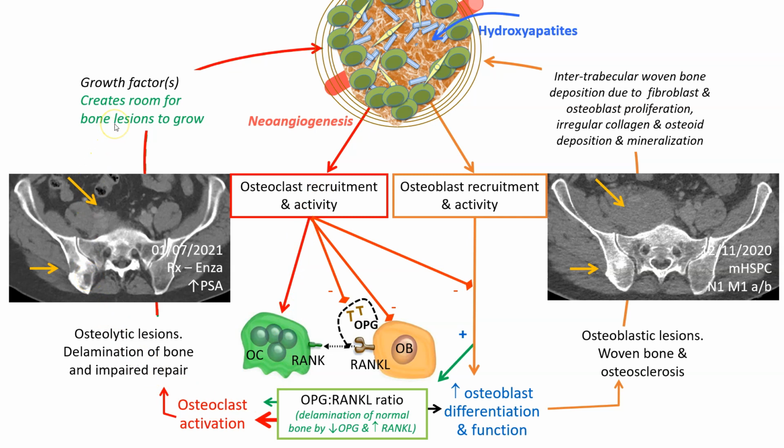So to summarize, osteoclastic recruitment and activity causes osteolytic lesions to be formed, growth factors to be released, causing tumor cell proliferation, and this is the vicious cycle. Osteoblastic recruitment and activity causes the laying down of woven bone. The woven bone becomes mineralized due to the deposition of hydroxyapatite crystals.